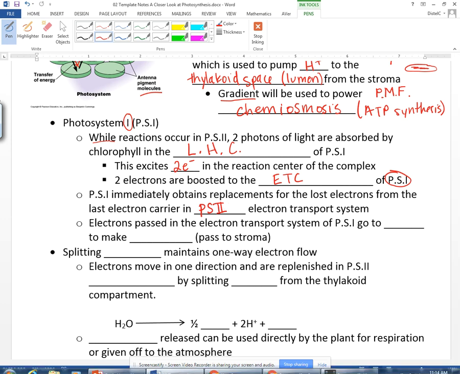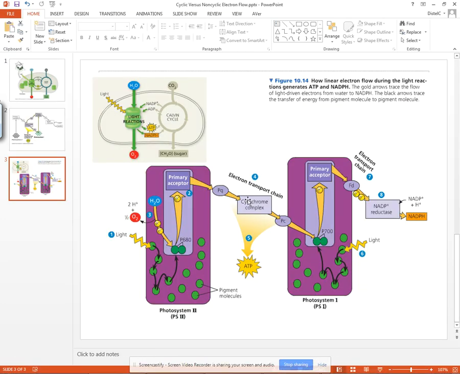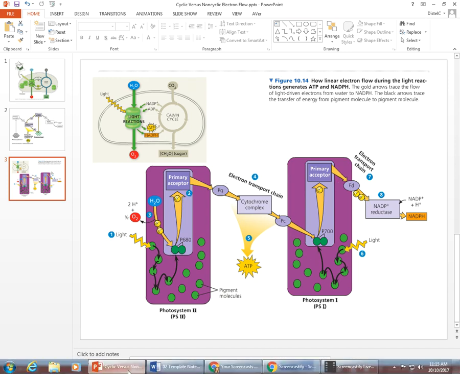But it says photosystem 1 immediately obtains replacements for the lost electrons from the last electron carrier in photosystem 2. So let's look back at the picture. When these electrons move, they are falling or moving to photosystem 1. So when photosystem 1 loses the electrons, the new electrons come in. So it's immediately replaced. Okay, this prevents electrons from falling back down. Same thing over here. When these electrons are boosted, the electrons from water come in, and that prevents them from falling back down. So it's keeping electrons flowing in one direction. Keep them going forward. Keep them going forward.